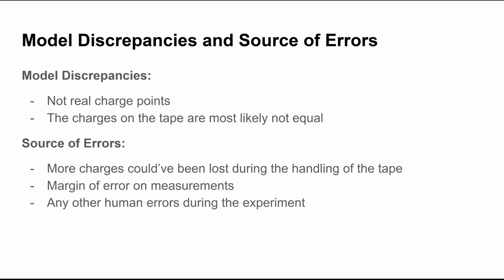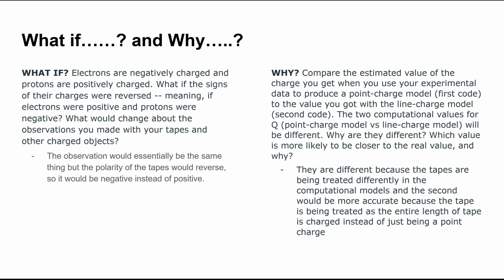Some discrepancies of the model are that the tapes are not real point charges, and the charges on the tape are most likely not equal. Some sources of error are: more charges could have been lost during the handling of the tape, margin of error on measurements, and any other possible human errors during the experiment.